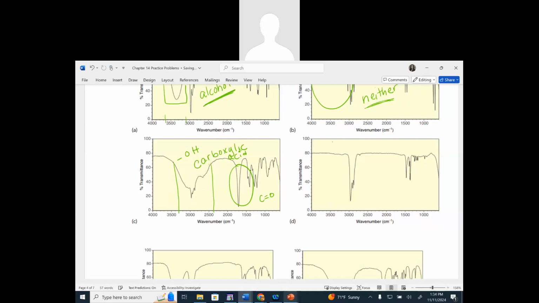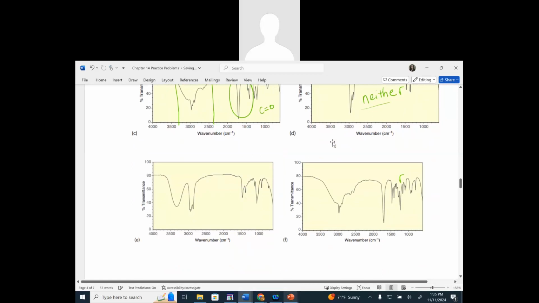Let's take a look at spectrum D. So again, this lacks any broad signals above 3000. So we would say that this would be neither a carboxylic acid or an alcohol. Let's take a look at E here.